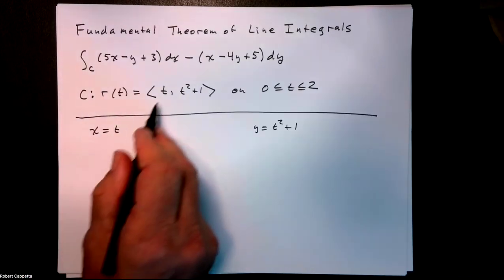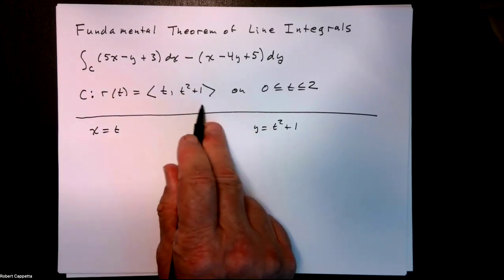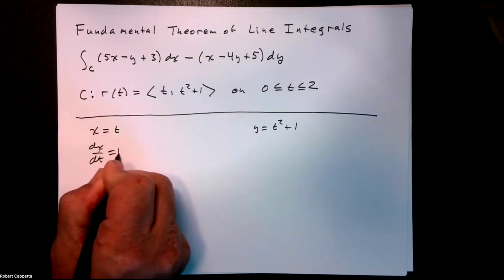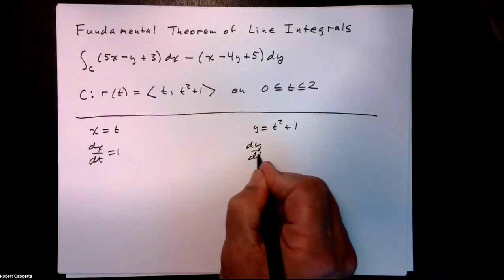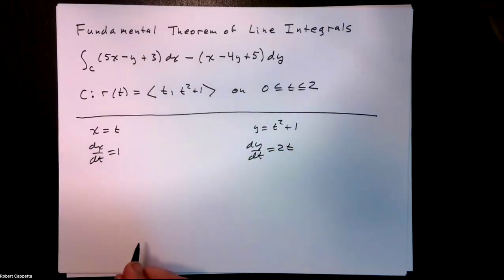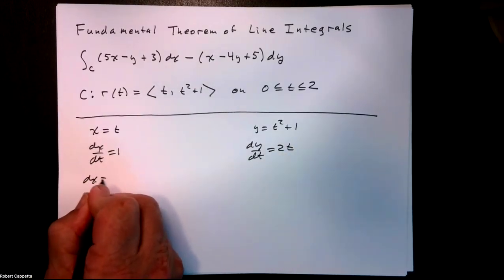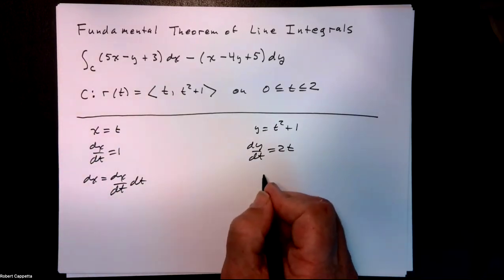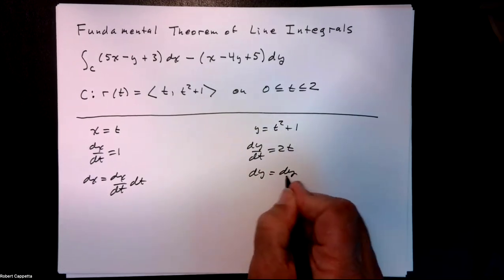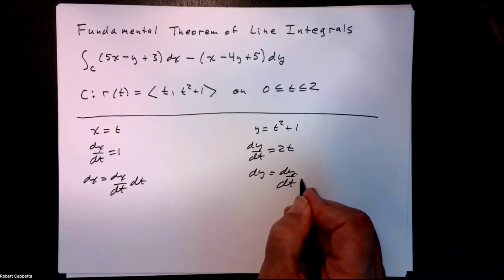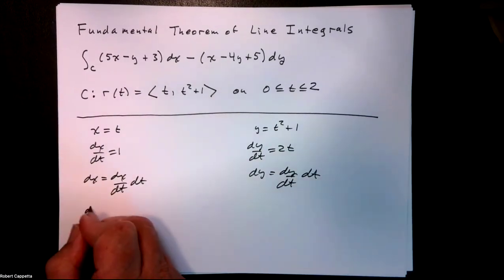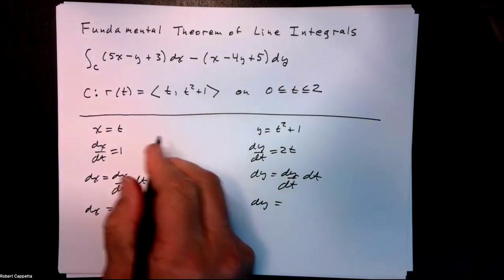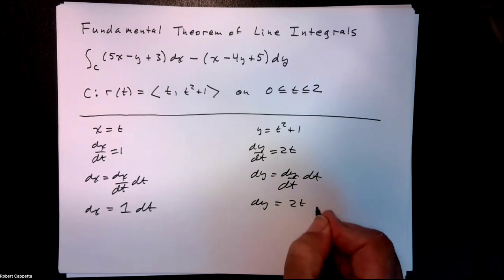Well, we know we're going to substitute t for x and t squared plus 1 for y. So then I can certainly get dx/dt and dy/dt. dx/dt is 1. dy/dt is 2t. So what is dx? dx would be dx/dt dt. Similarly, dy would be dy/dt dt. So dx is 1 dt and dy is 2t dt.